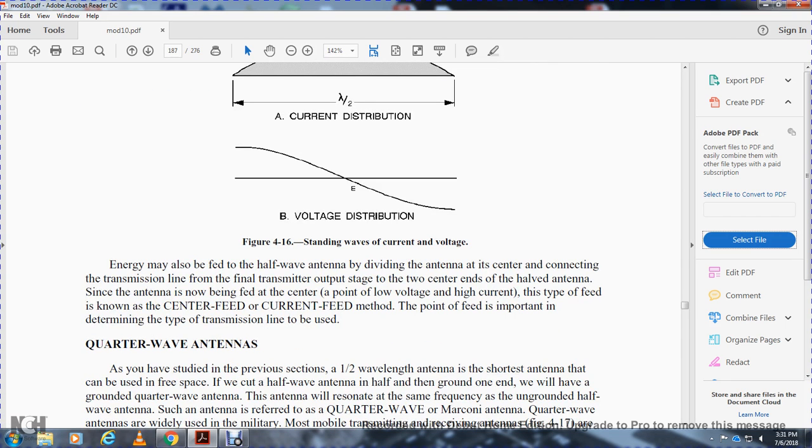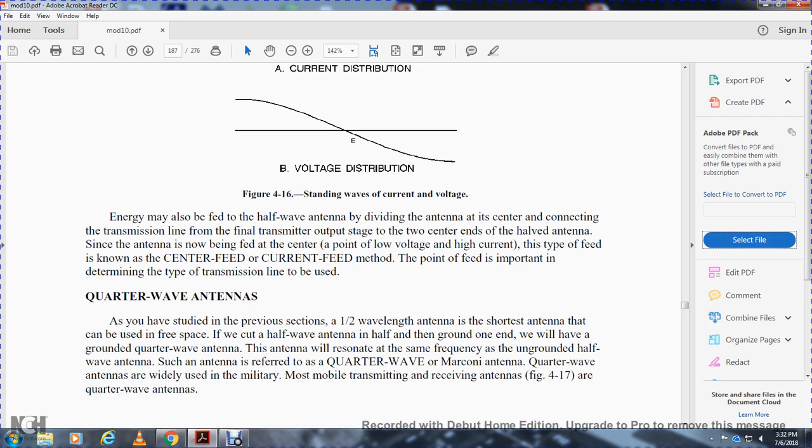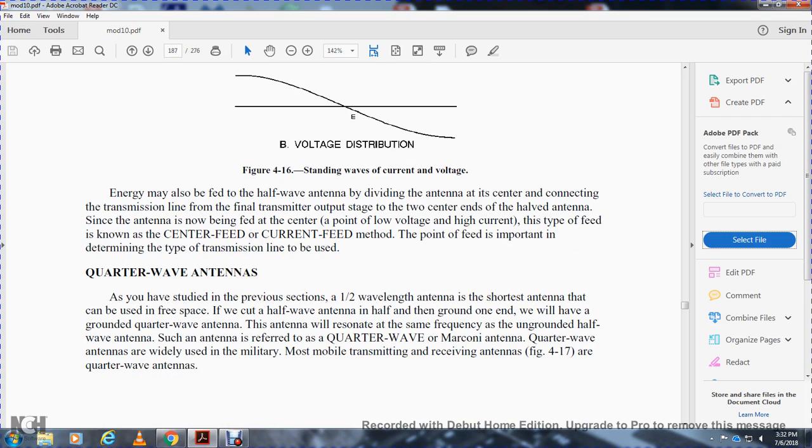Energy may also be fed to the half-wave antenna by dividing the antenna into two sections and connecting a transmission line from the final transmitter output stage to the two center ends of the half-wave antenna. Since the half-wave antenna is now being fed at the center, a point of low voltage and high current, this type of feed is known as the center feed or current feed method. The point of feed is important in determining the type of transmission line to be used.